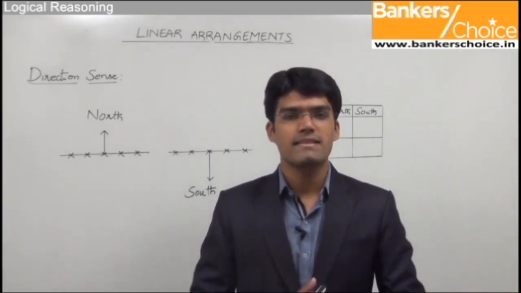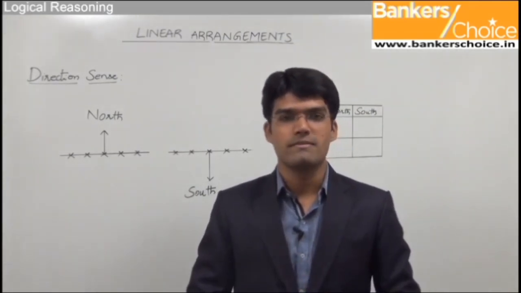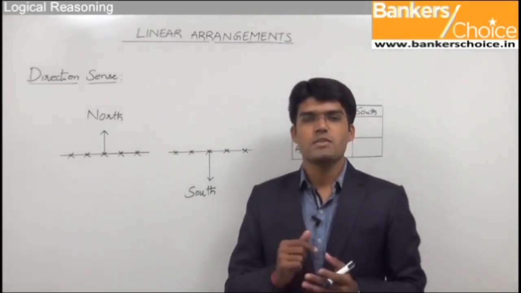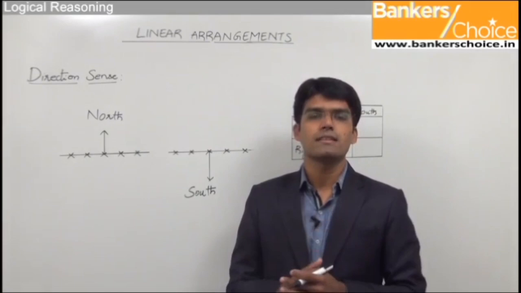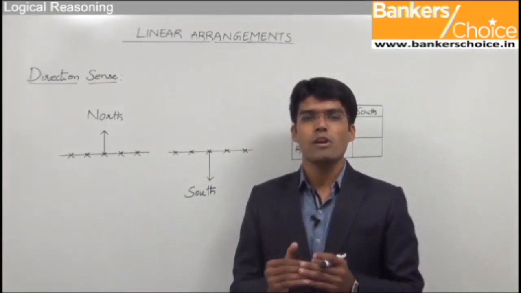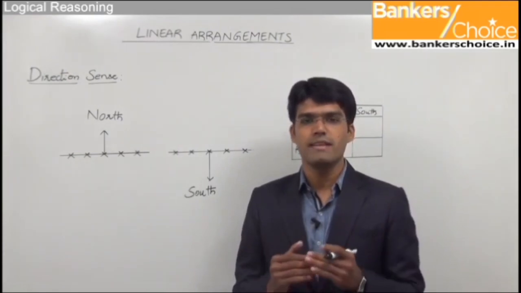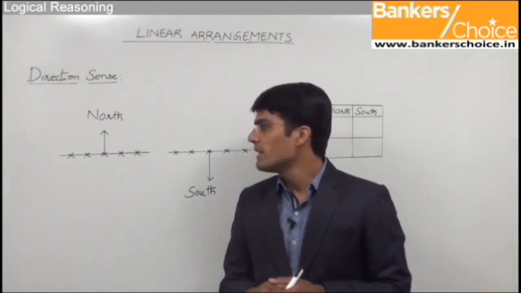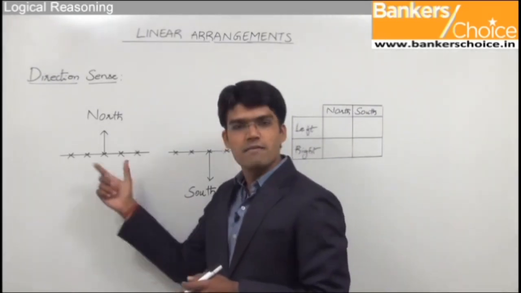Let's first look at the direction sense in case of linear arrangements. Linear arrangements can be generally classified into 2 types. The first one is the persons facing north and the second one is persons facing south. So we need to understand what will be the left or right of a person when he is facing north and what will be the left or right when he is facing south. Let us first look at the group of persons facing north.